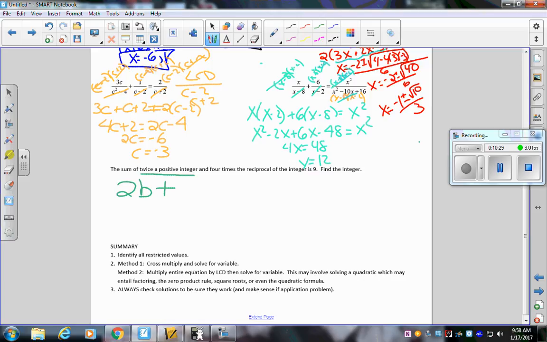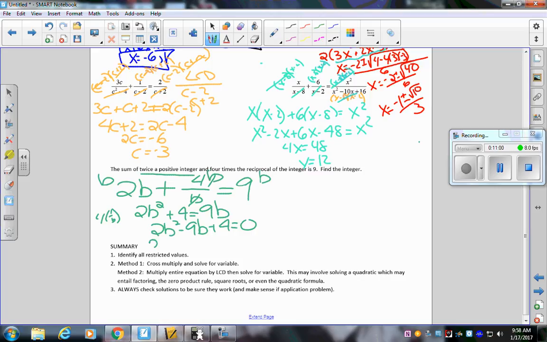4 times the reciprocal. So 4 times the reciprocal is 4 times 1 over b, or just 4 over b, is 9. Is your equal sign. All right, so we can go ahead and solve this. Multiply everything by b. So I have 2b squared plus 4 equals 9b. 2b squared minus 9b plus 4 equals 0. So this is factorable. Two numbers that multiply to 8 and add up to -9 are -8 and -1.